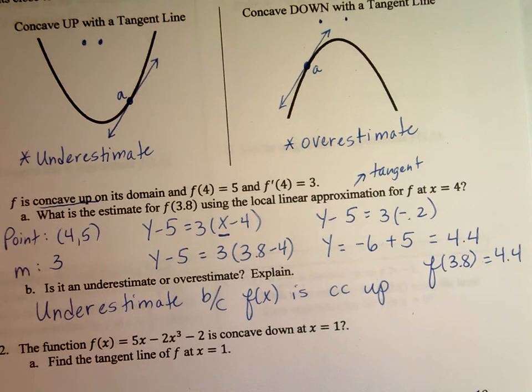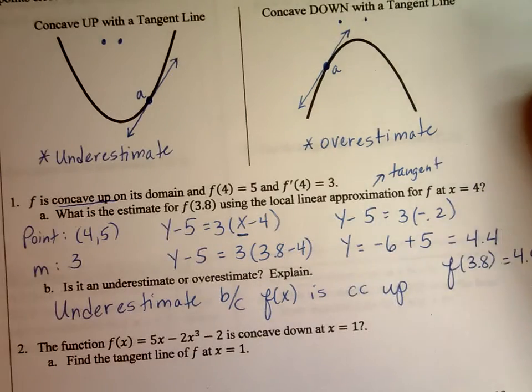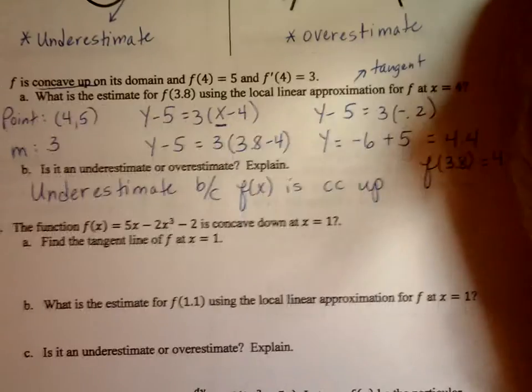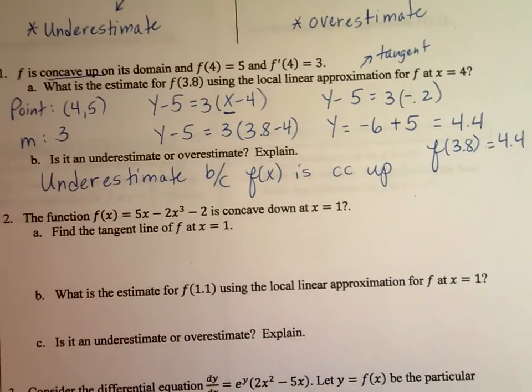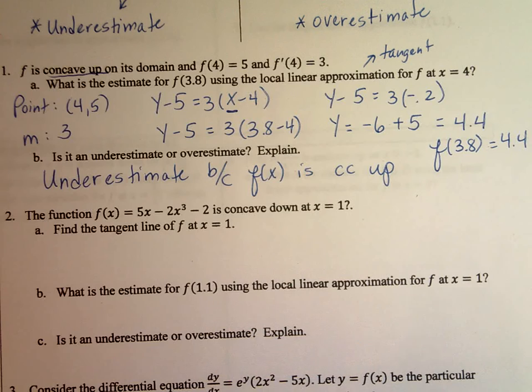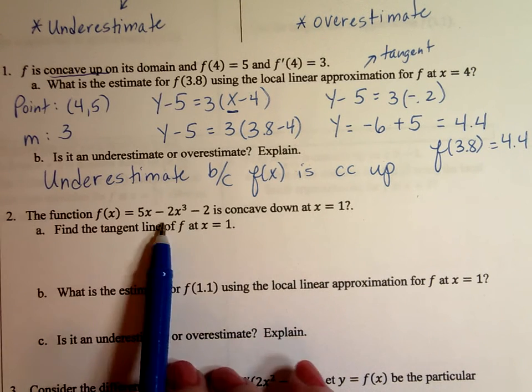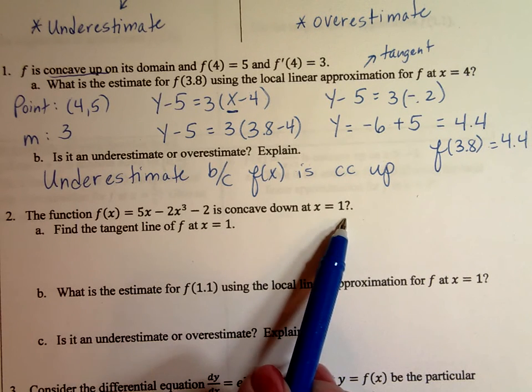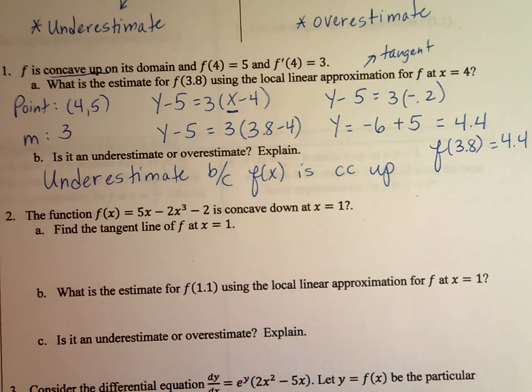This time they give us an equation. All right, so the way that they're giving us the information is a little bit different. However, our process is going to be the same. Here's my function, concave down at x equals 1. Find the tangent line. All right, so here I go.